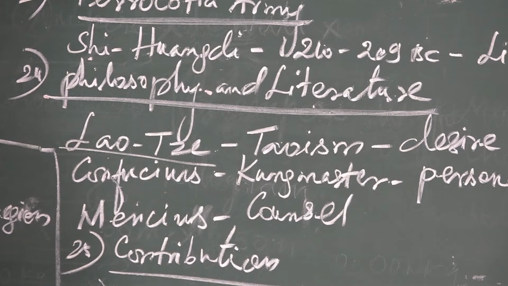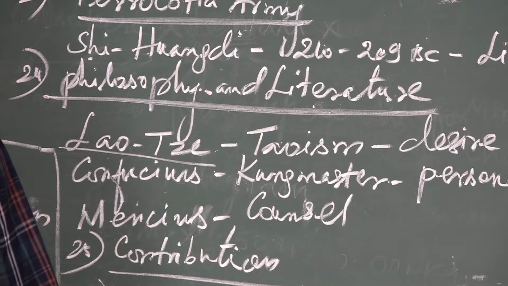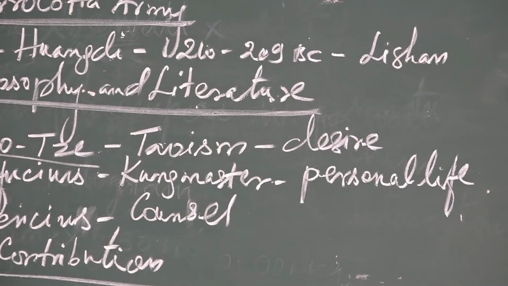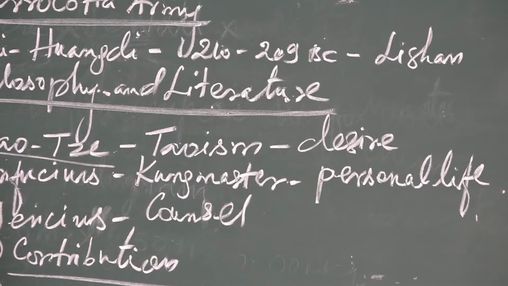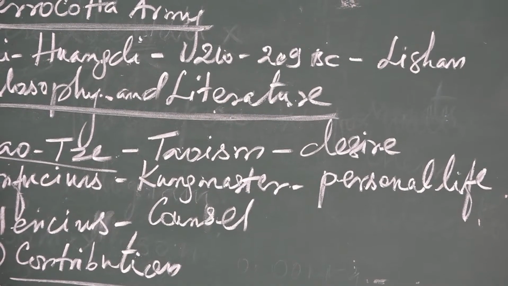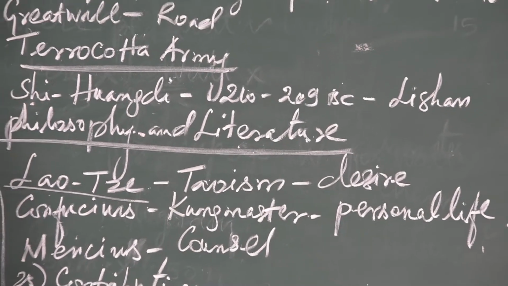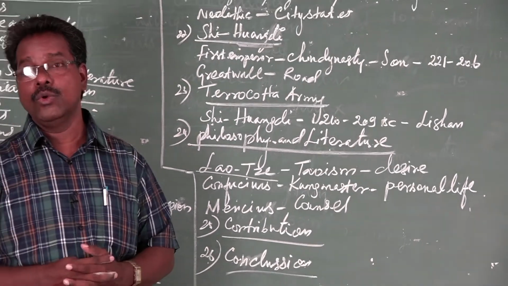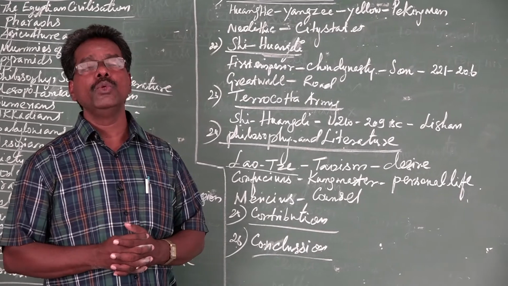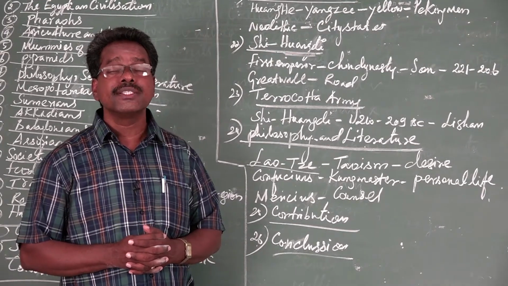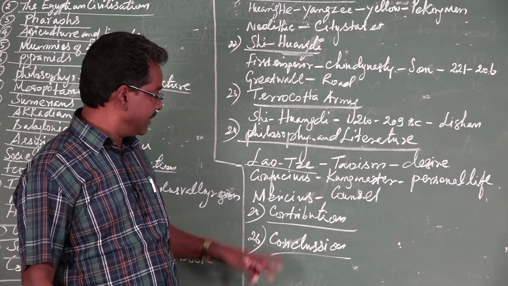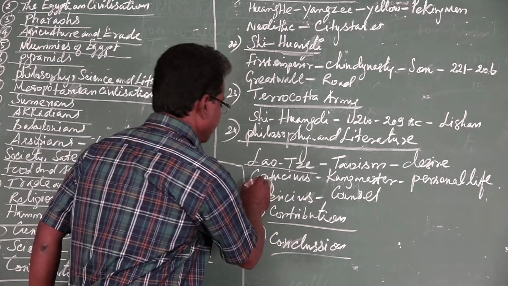Who was Lao Tzu? Lao Tzu was a great Chinese poet, philosopher and social reformer. What was formed by him? He founded Taoism. What did he argue? He argued that desire is the root cause of all evils. Next, another important figure, for example, Confucius.